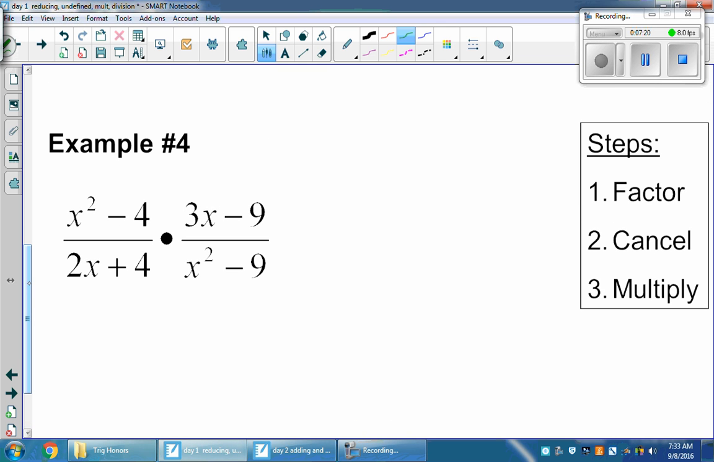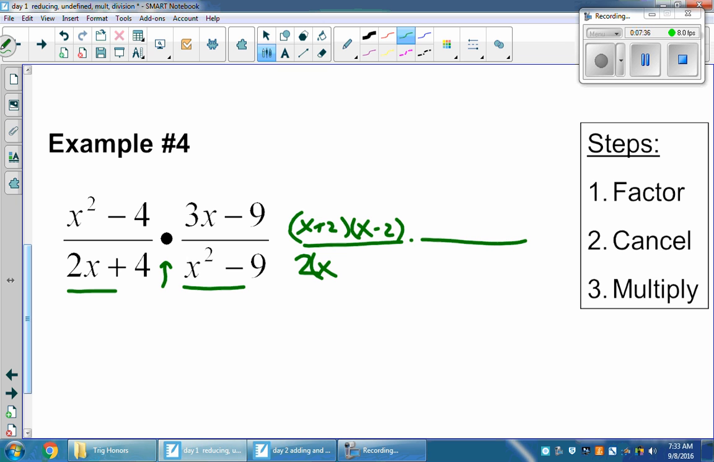Say 2 fractions, multiply together, factor top, factor bottom. I'm just going to write it here. So dots, x plus 2, x minus 2. Bottom, GCF right underneath that, 2x plus 2. Go to here, 3, x minus 3. Go to bottom, that stops, x plus 3, x minus 3.